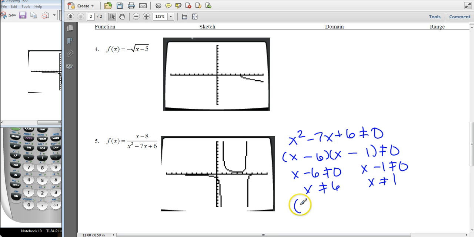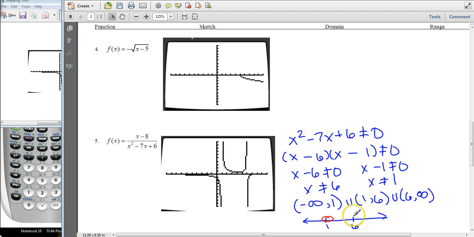The interval notation is going to be negative infinity to 1, parenthesis, union, parenthesis, 1 to 6, parenthesis, union, parenthesis, 6 to infinity. We always go smallest to largest from left to right using the intervals. If it helps you to think of it on a number line, here's 1, here's 6. The domain is everything except 1 and 6. So there are open circles at 1 and 6. But you can use everything to the left, everything in the middle, and everything to the right.